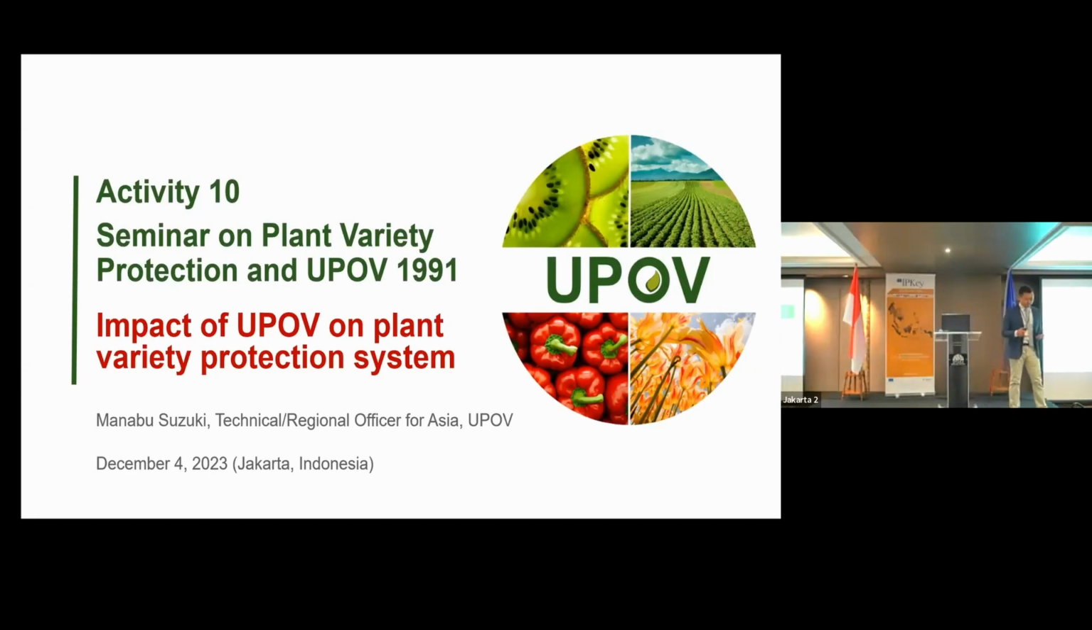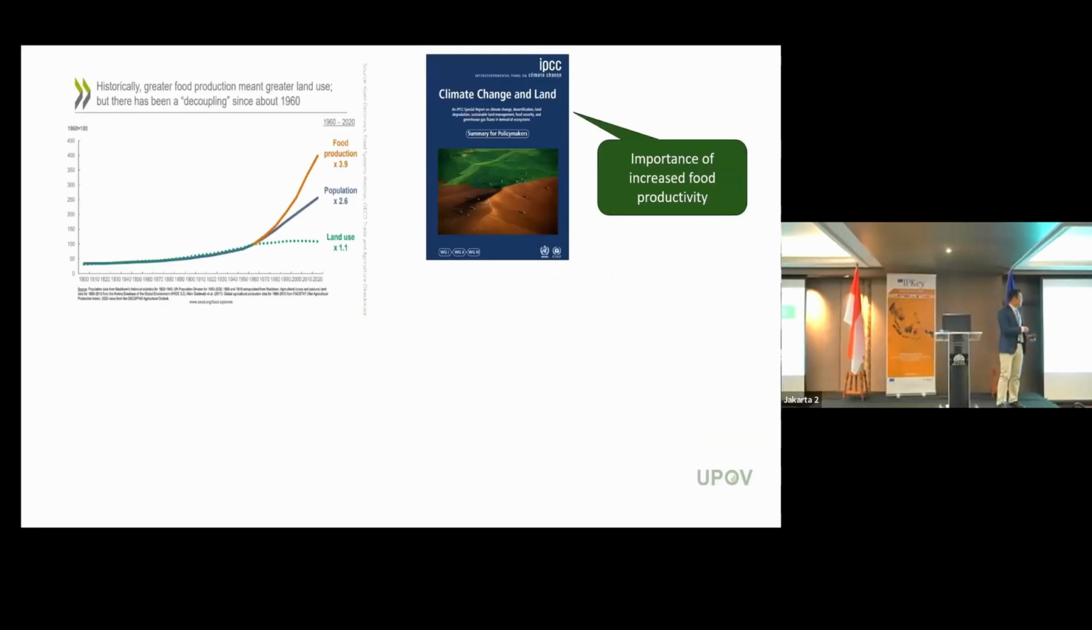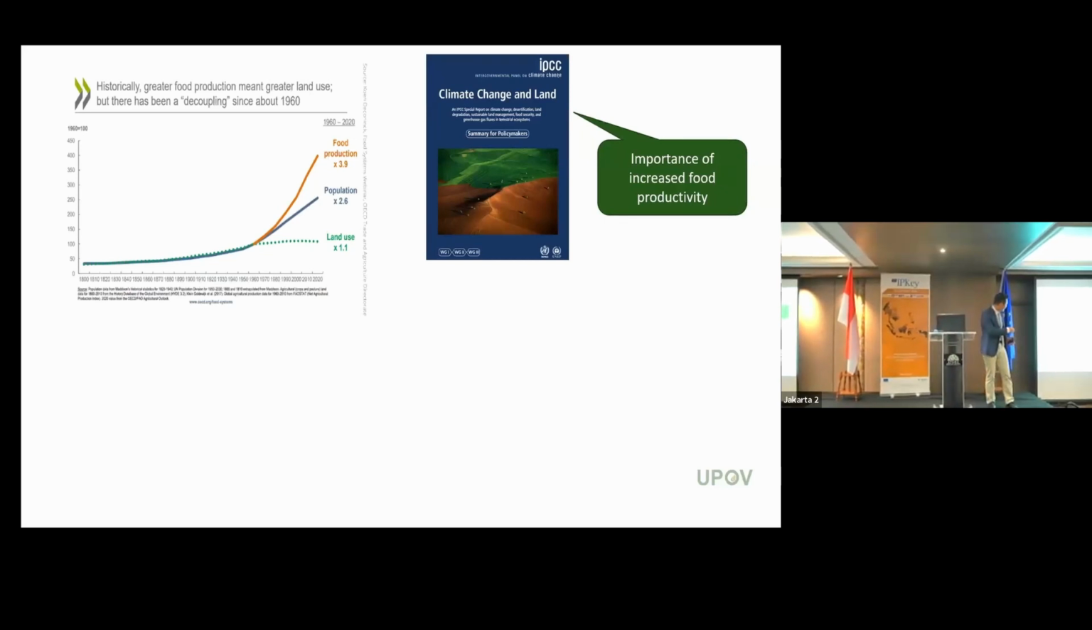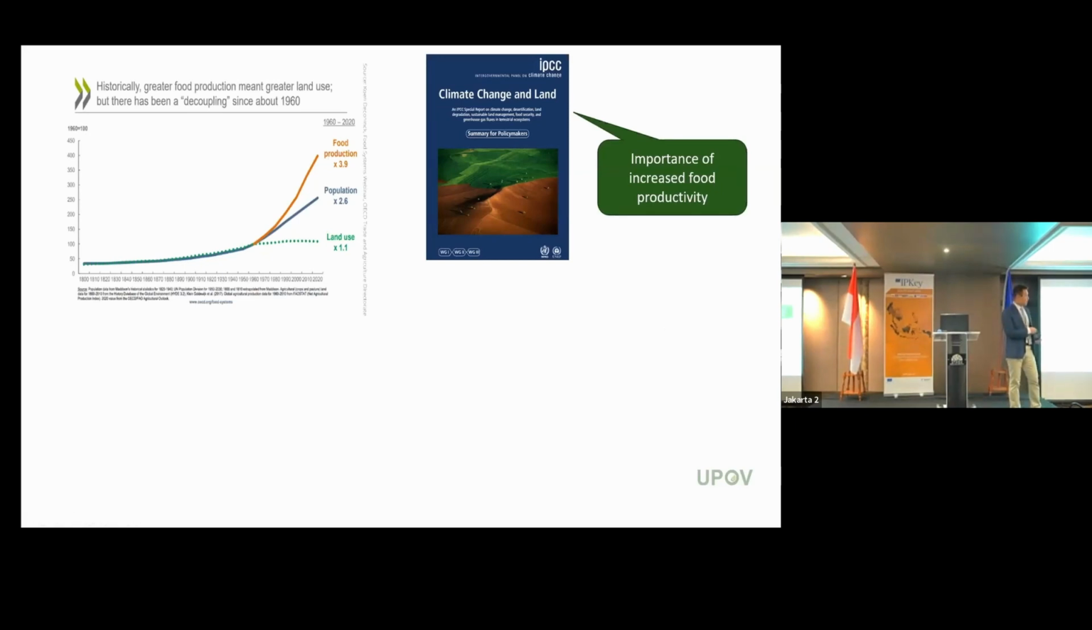We have the IPCC reports on food production and land use. As you can see, until 1996, food production required land use. But as you can see, around 1960, it is decoupled. It means that although food production increased by 4 times, the land only increased 10%, which means something happened around 1996, the year the UPOV convention was established.